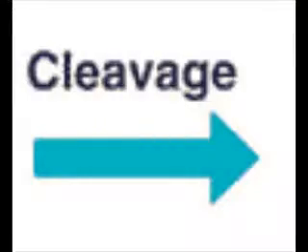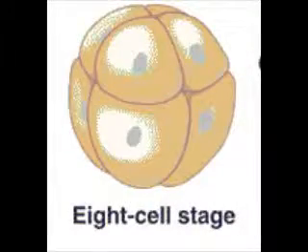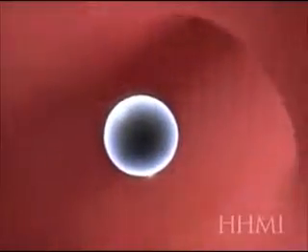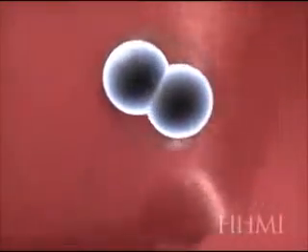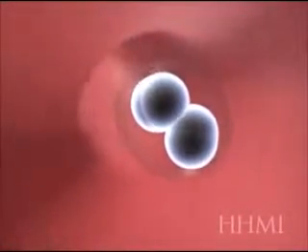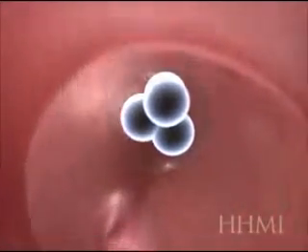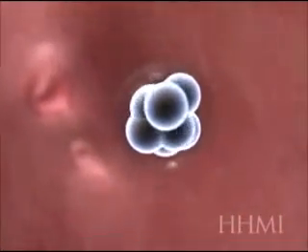Cleavage is when the zygote undergoes mitosis and continuously divides. The fertilized egg then reaches the 8-cell stage. Each of these 8 cells are called blastomeres. Cleavage occurs several more times until the morula is formed, which is basically a clump of blastomeres. These are the early stages of embryonic development.